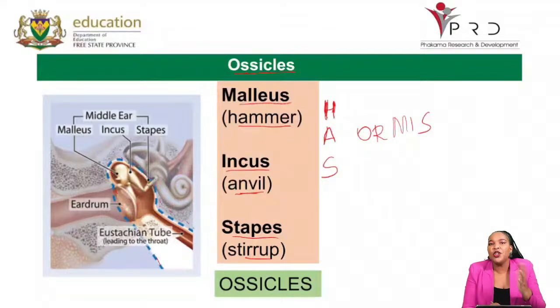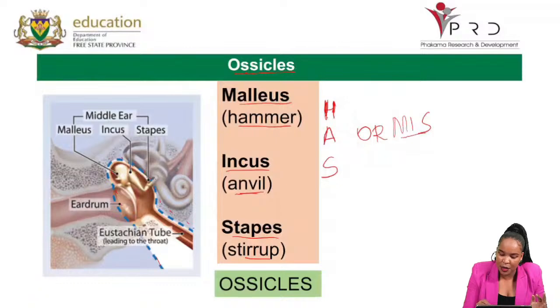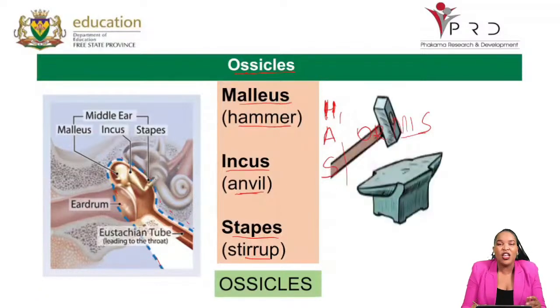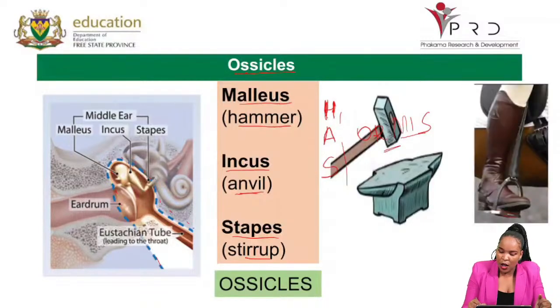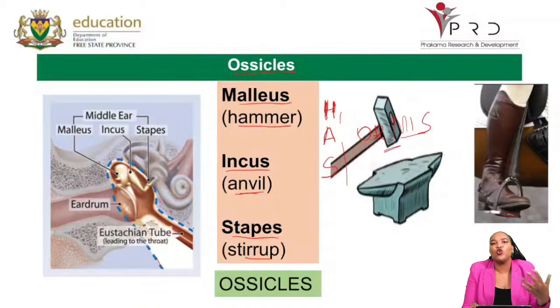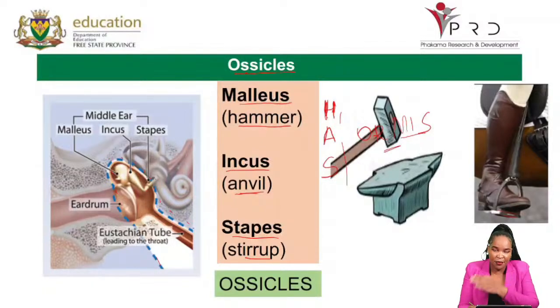So you can choose which one is more memorable for you, whether it's the malleus, incus, stapes, or the hammer, anvil, stirrup, for the names of the ossicles. Then you can remember the hammer, the anvil, and then you can also remember the stapes by this. It looks like a horseshoe. So these diagrams help you to remember the shapes. But if you remember the order, you will still be fine. The order is the hammer, the anvil, and the stirrup.